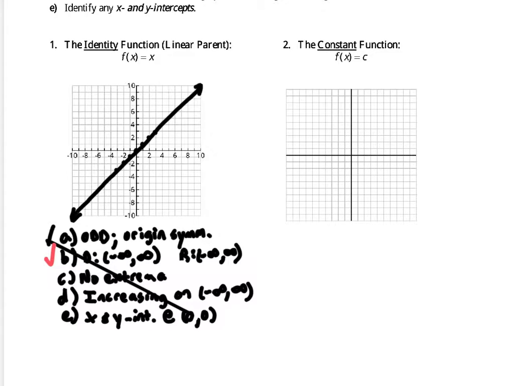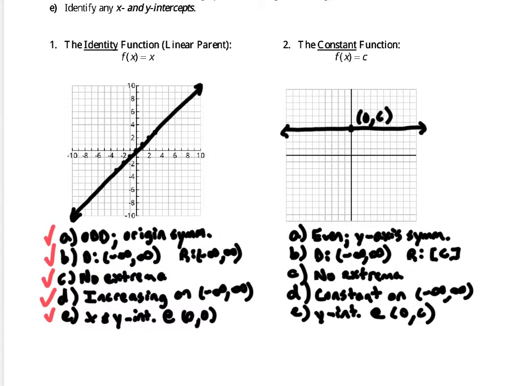The domain and range are both negative infinity to infinity. There are no restrictions whatsoever for x or y. There is no change in direction. This graph is increasing the entire way, so there are no relative minimum or relative maximum values. Since it's increasing the entire way, we will say the interval of x's is negative infinity to infinity. And finally, it does cross the origin, therefore the x and the y-intercept is located at 0, 0.